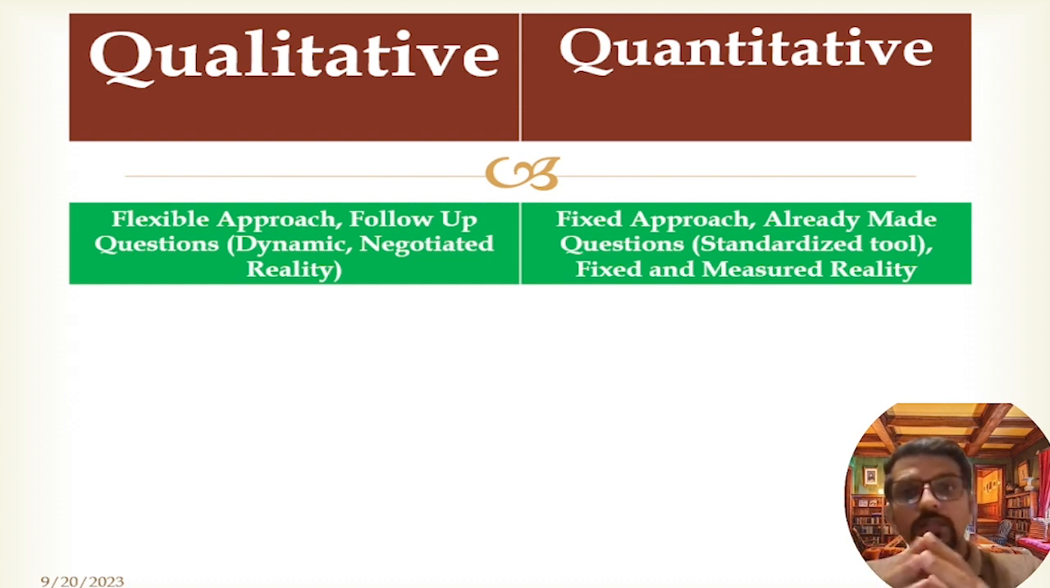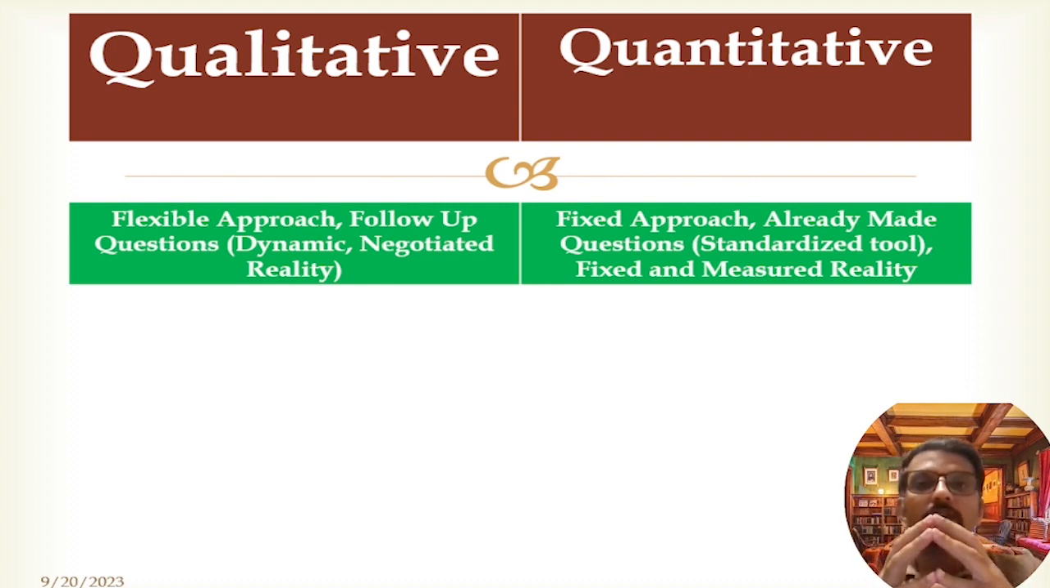In qualitative research, we embrace a flexible approach, diving into a dynamic and negotiated reality as we discussed in the definition, with the ability to ask follow-up questions, enabling a deeper exploration of the subject matter. And in contrast, quantitative research employs a fixed approach, using already made up questions, often standardized as a tool, for example, just like we do in a survey, to investigate a fixed and measured reality.